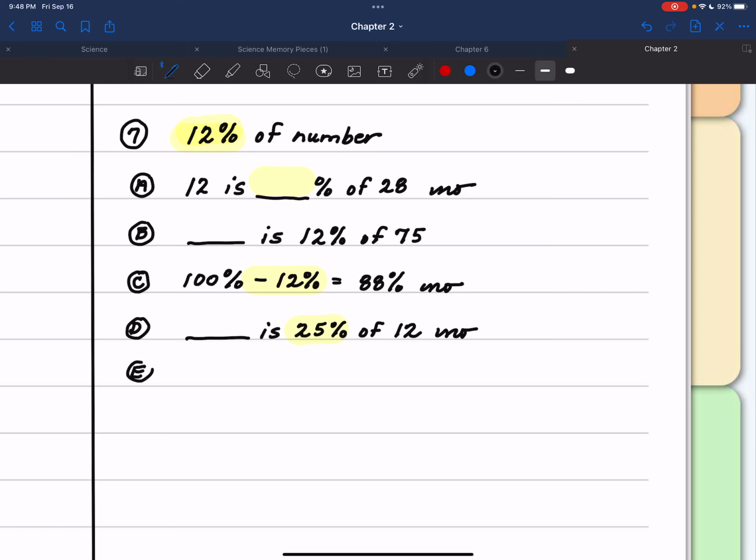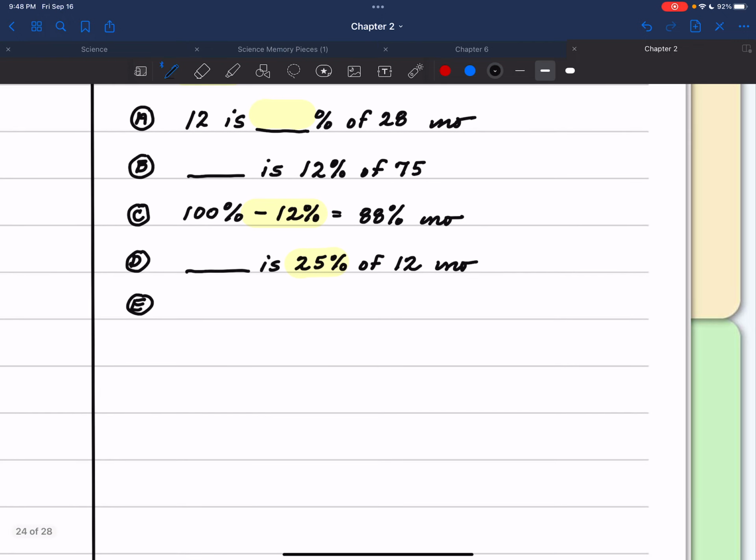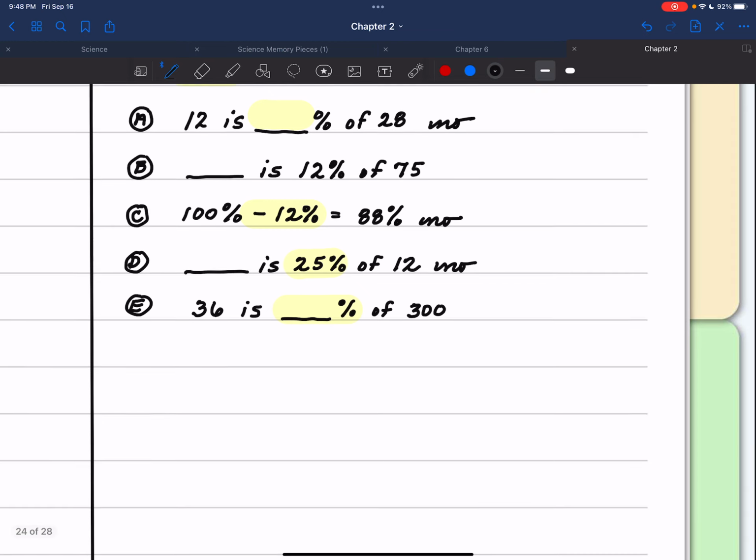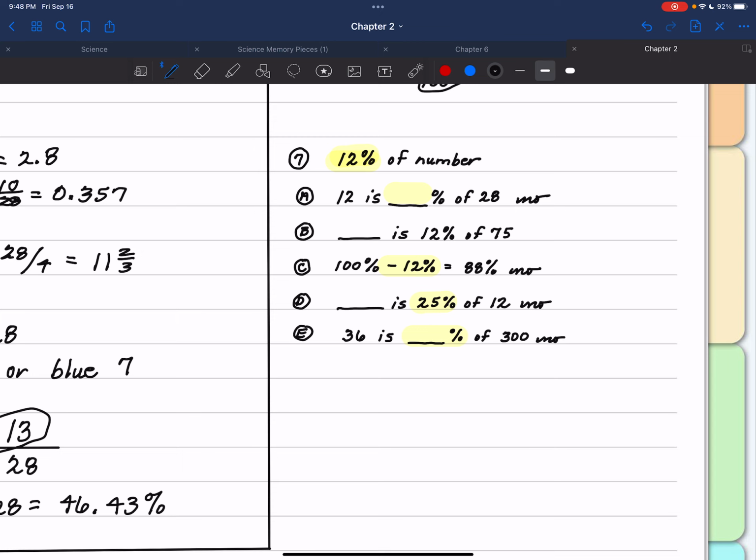And then finally, option E, in a survey of 300 people, 36 people said they do not chew gum. What percent of the people surveyed does this represent? So 36 is blank percent of 300. Again, we're looking for 12% of a number. So the answer I like is B, as in boy.